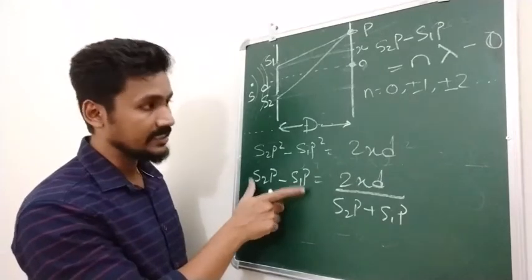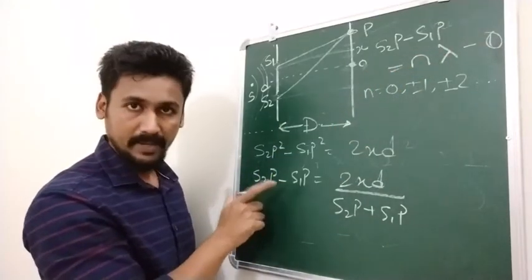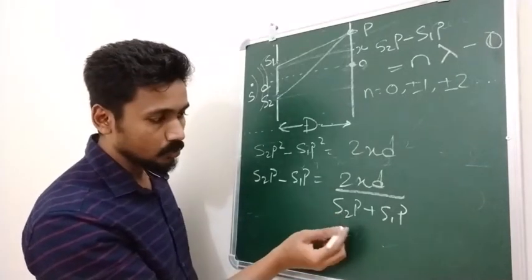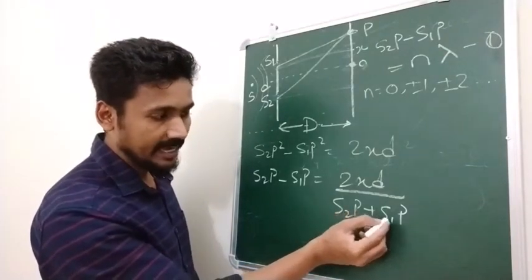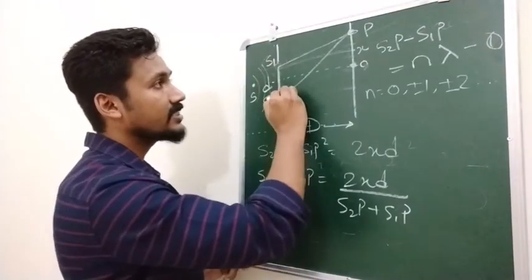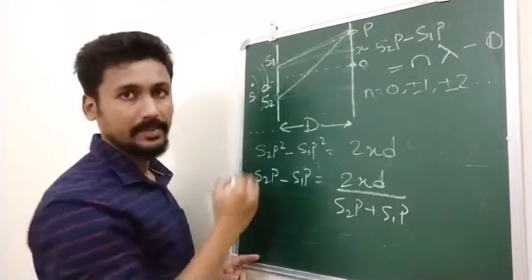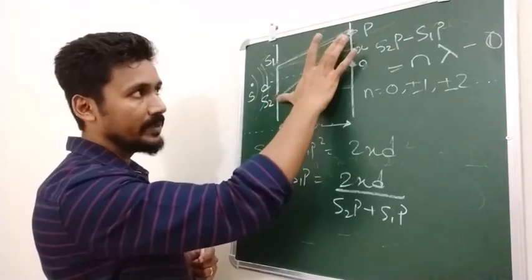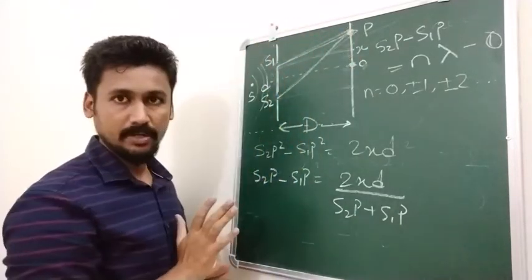And this you will see is nothing but equation 1. This is the path difference. But again we want to make some changes here. Now here you will see two values, S2P and S1P. This is S2P, this is S1P. Now of course from the diagram you can see that S2P is much larger than S1P.